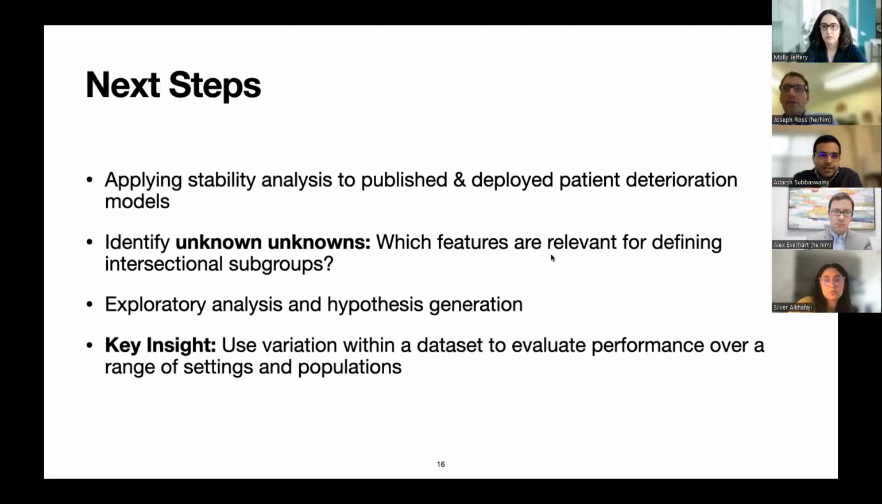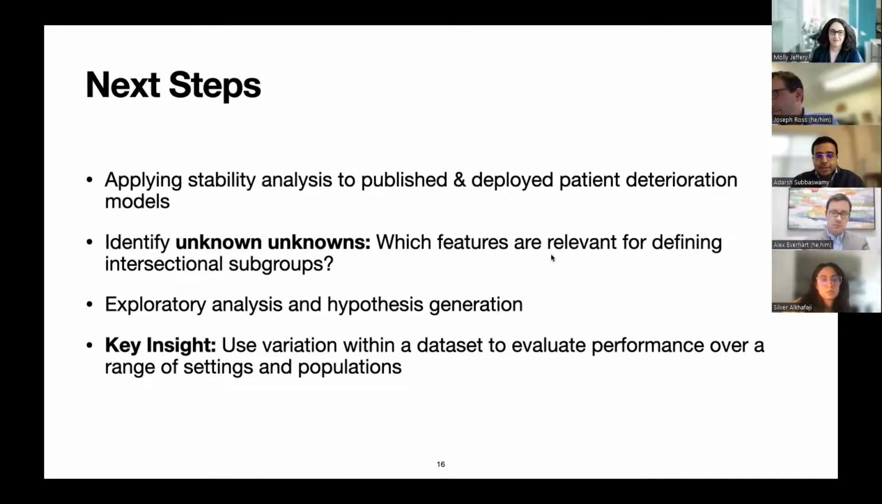What we're doing in the second stage of our project is wrapping up applying this stability analysis to a published and deployed patient deterioration model, a risk monitoring model. What this lets us do is identify unknown unknowns. What factors are relevant for defining intersectional subgroups? When we have known subgroups of interest defined, say, with respect to a given demographic, it's easy enough to measure performance stratified by these. But once we start looking at a large number of factors which may be relevant and trying to look intersectionally across them, it's much harder to evaluate and communicate this. Identifying these unknown unknowns is a challenge that we're addressing with this.